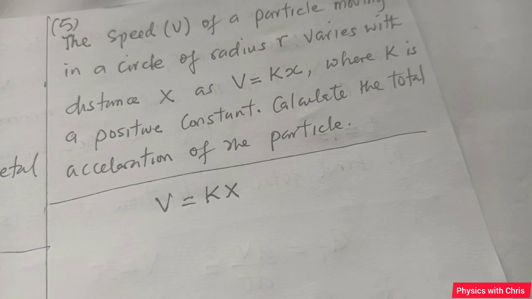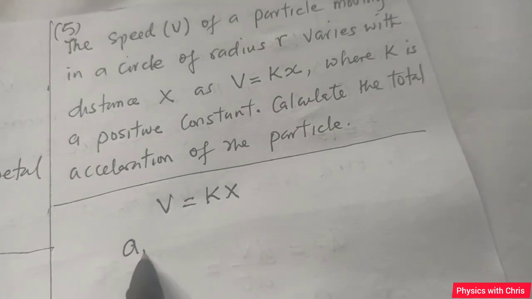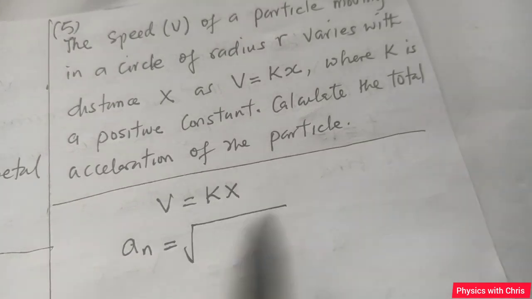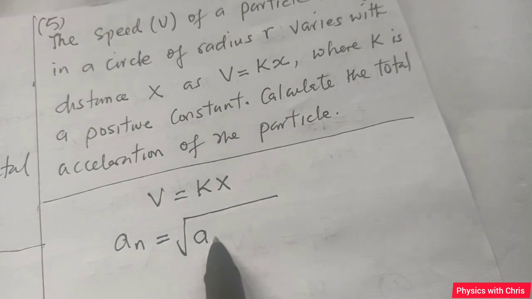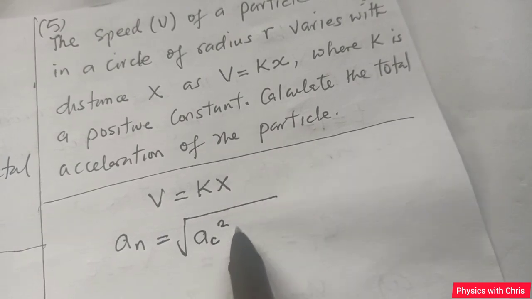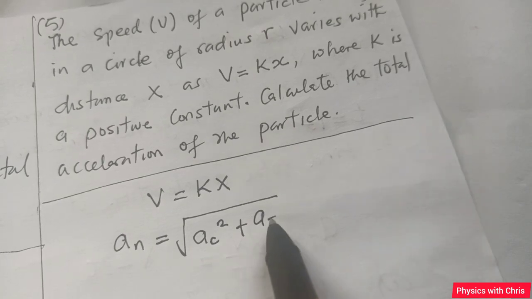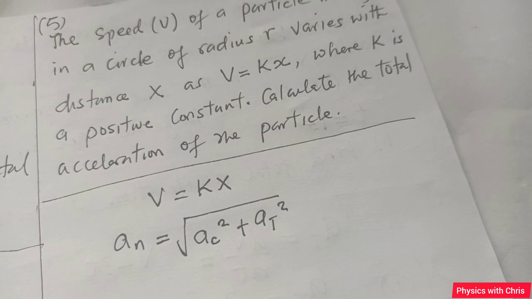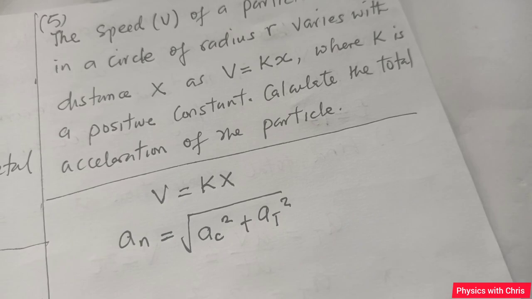To find the total acceleration, which is also called the net acceleration, we're going to use, in terms of only magnitude, the square of the centripetal acceleration plus the square of the tangential acceleration. You add the two squares together and take the square root of the sum of the squares. That gives you the net or the total acceleration of this particle. Now let's work our way through this.